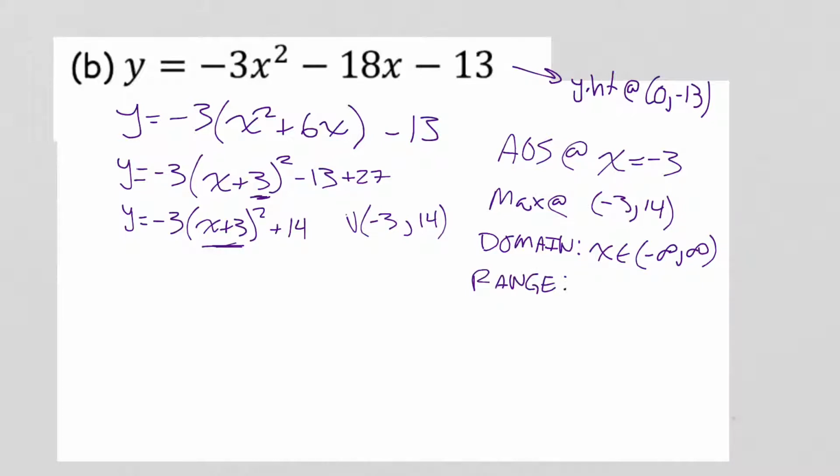Well, range is going to be, notice I have a maximum value at the y value of 14, which means my graph can be everything below 14. So I can go all y values in the interval going from negative infinity up to that maximum value of 14. But I can include that value, so that should be a bracket right there.